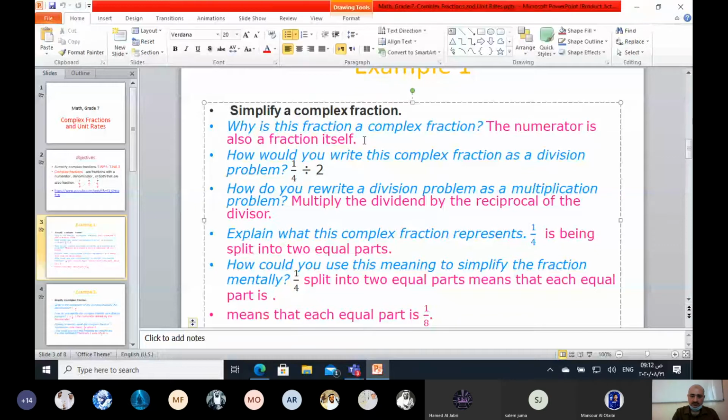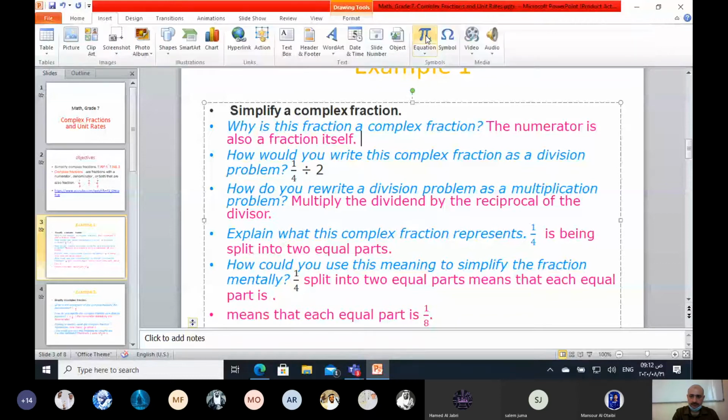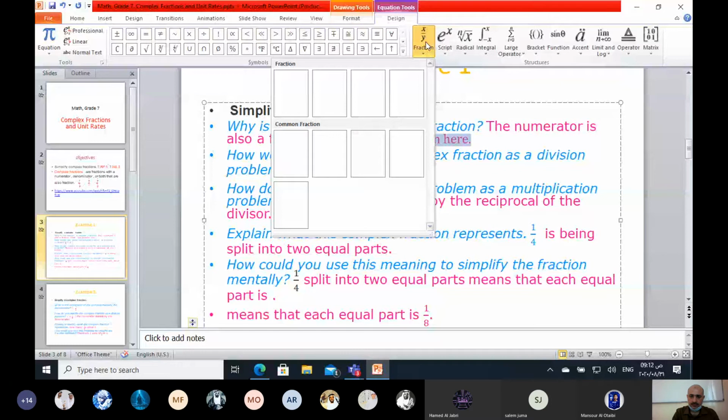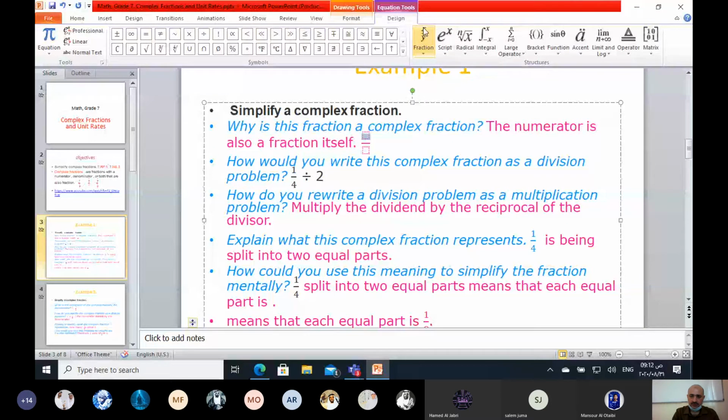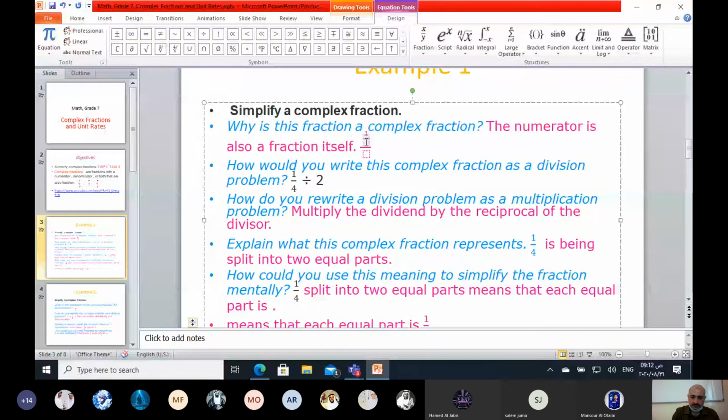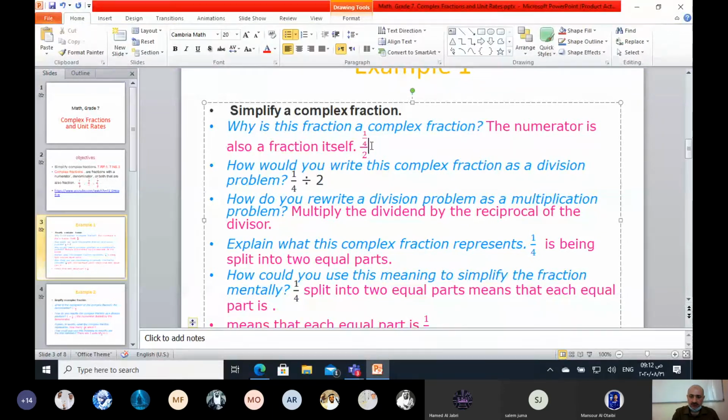I can write here a fraction, 1 over 4. I have a complex fraction now. Why? Because up in the numerator we have a fraction. Up in the numerator we have what? We have a fraction. Right.